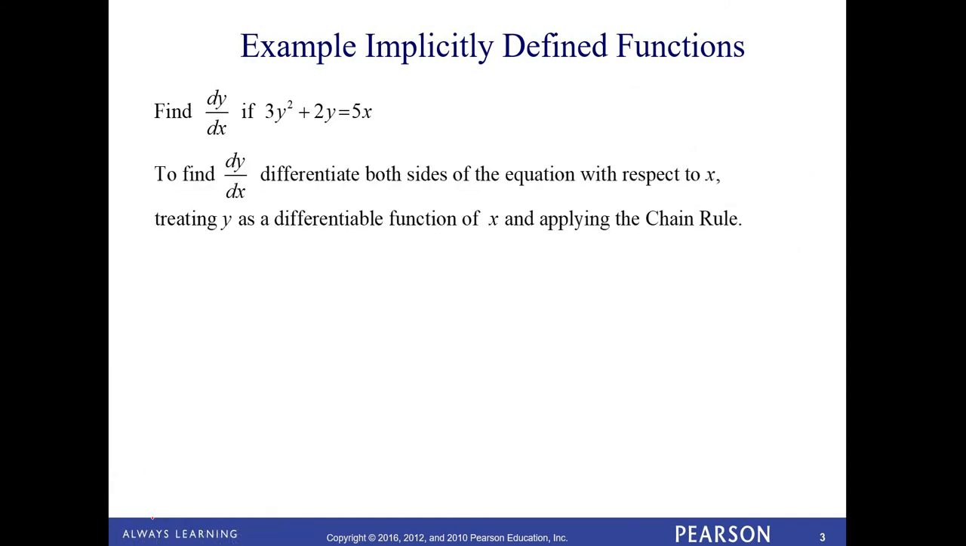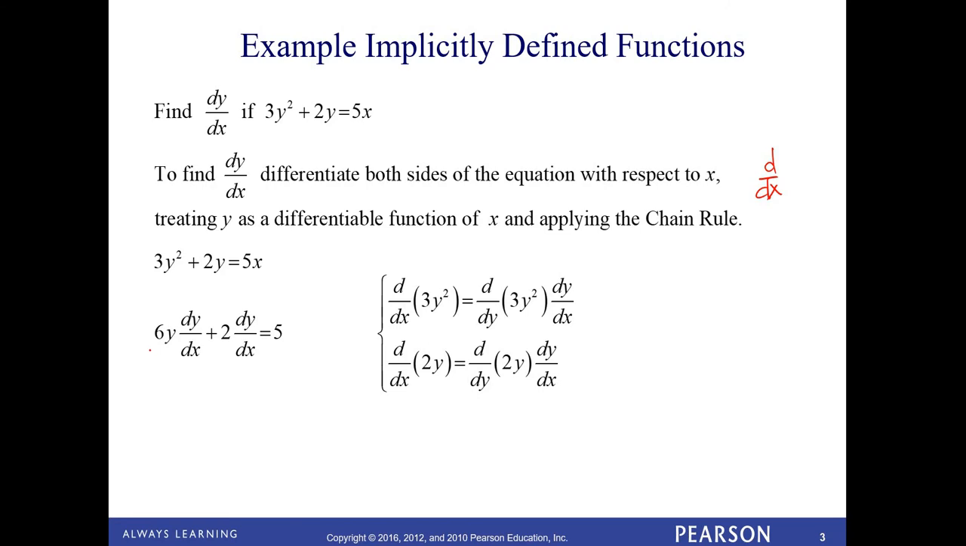So, dy dx of 3y squared plus 2y equals 5x. To find dy dx, differentiate both sides of the equation with respect to x. In other words, find d dx of both sides, treating y as a differentiable function of x and applying the chain rule. So let's see what we need to do. So here's our function again. Taking the first term, the derivative of that using our power rule is 6y times chain rule, because the inside function y has to be differentiated as well.